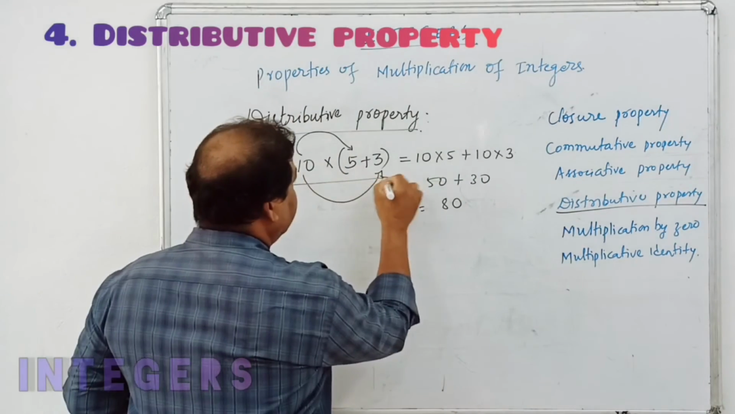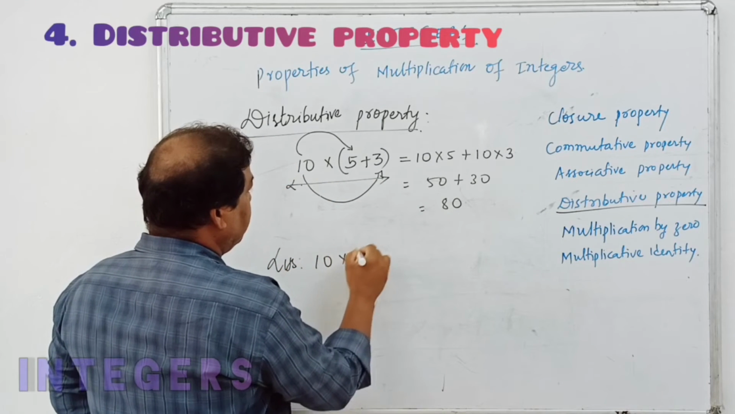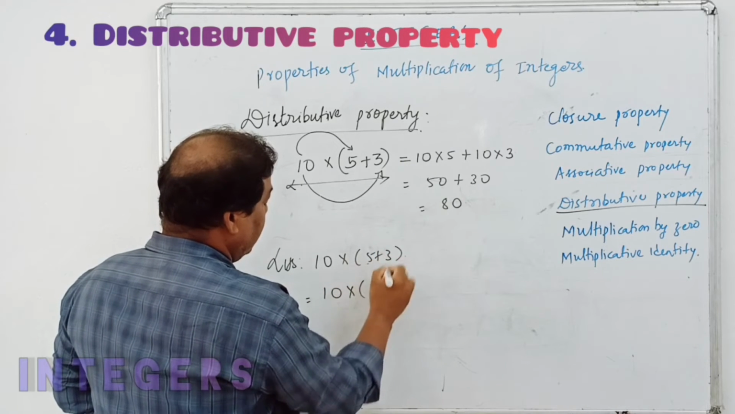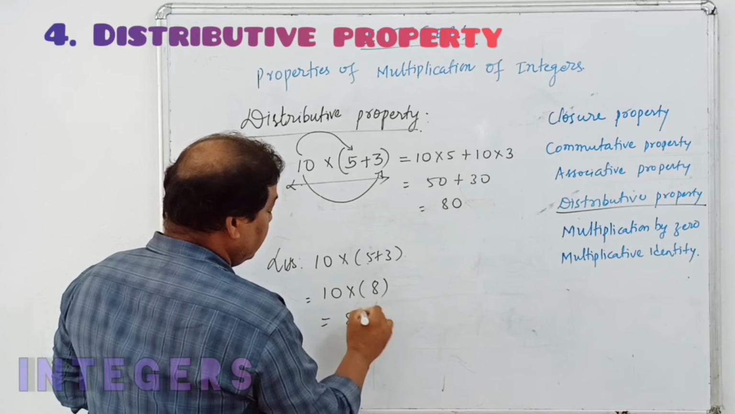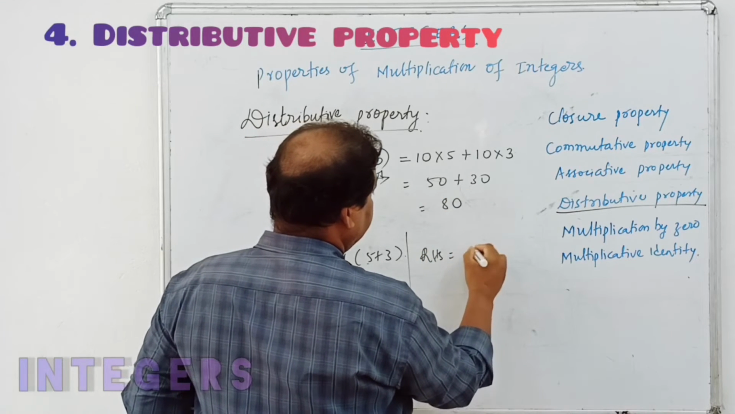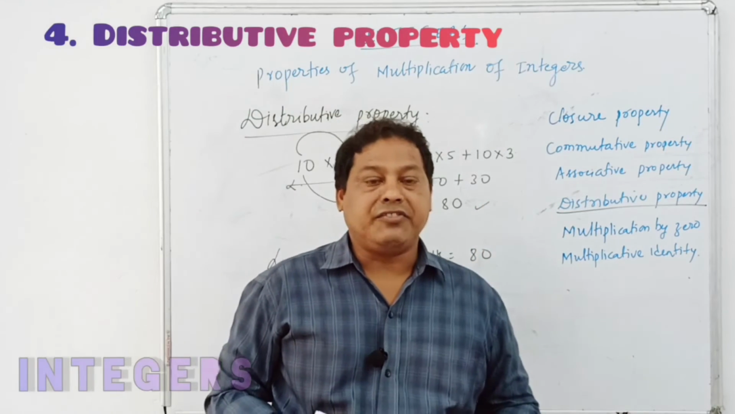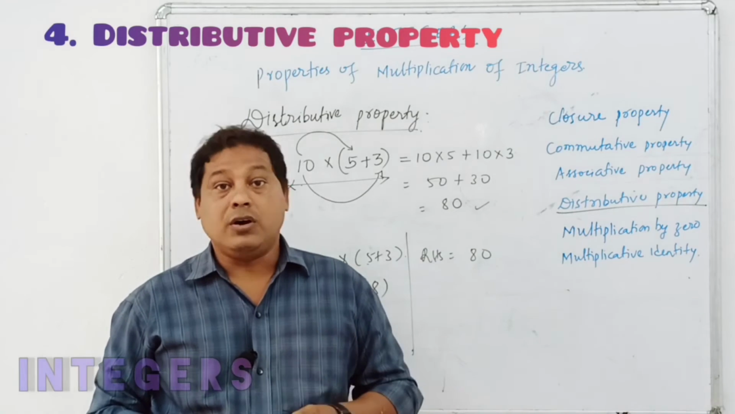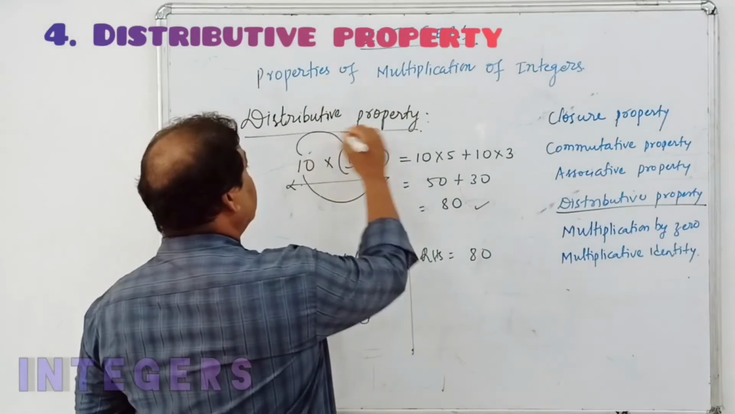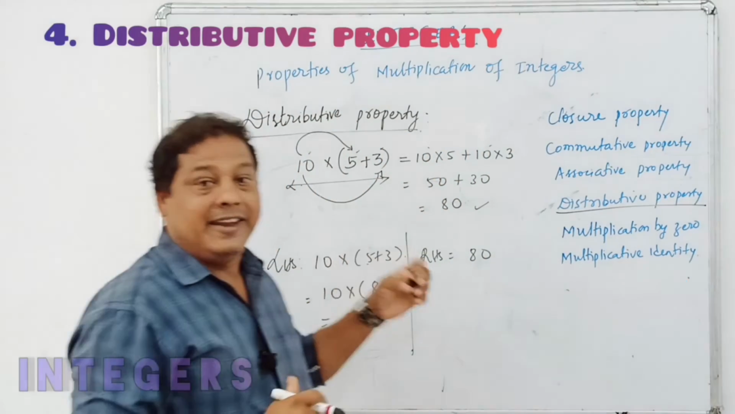Now you can see on the LHS side, 10 multiplied with (5 plus 3) is equal to 10 multiplied with 8, that is 5 plus 3. 10 eights are 80. So in the RHS, that will also be 80. So let us check whether this is true for integers also. Now we will check in integers. So all these numbers we did in positive numbers. Now we will see in negative numbers.